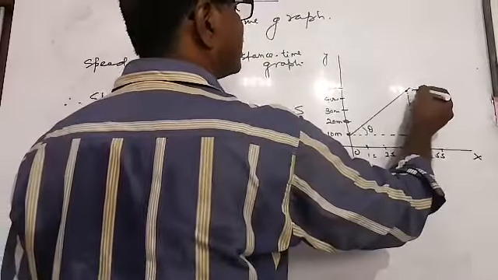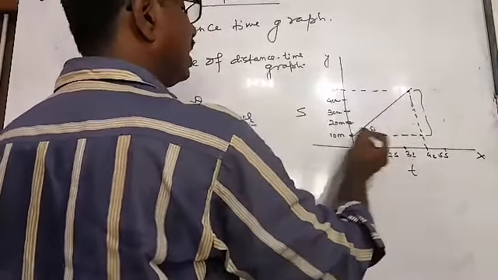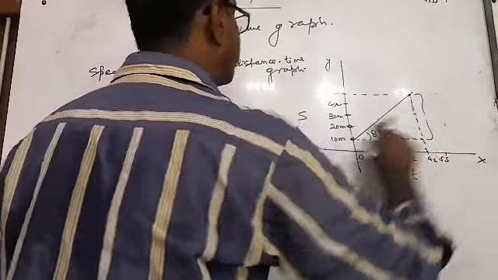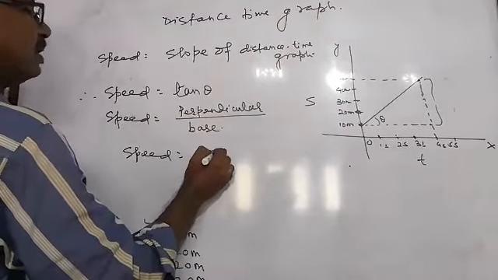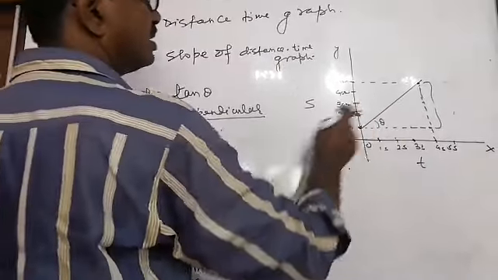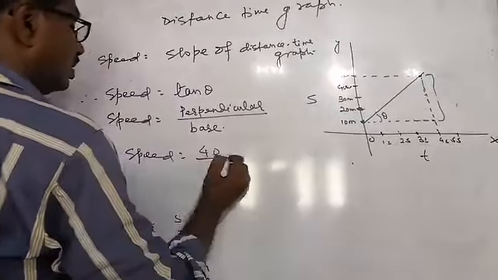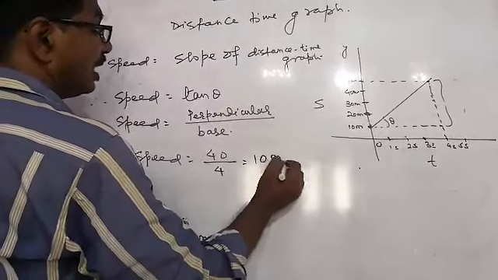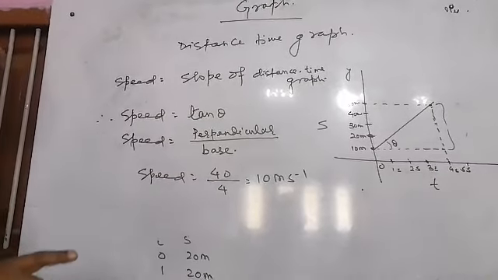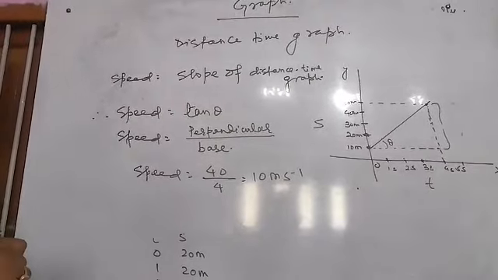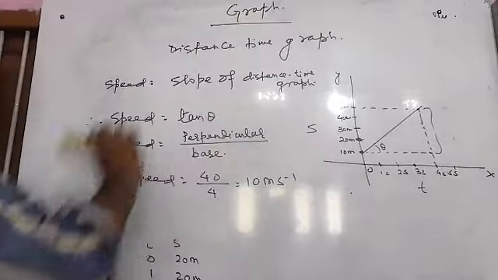So what is the P for this? This much. So this much is equal to how much? This is 50 and this is 10. So P is equal to 40. How? 50 minus 10. And base is equal to how much? 4. 0 to 4. So 40 by 4 is equal to 10 meter per second, which is the speed. Right? So we can calculate speed from a distance time graph, and that is equal to the slope of the graph. Fine?